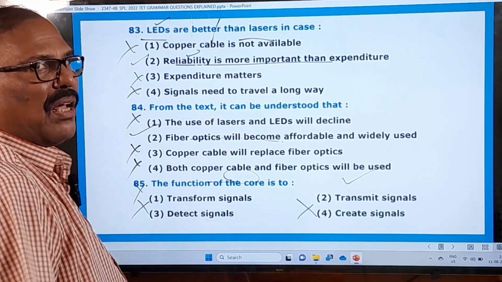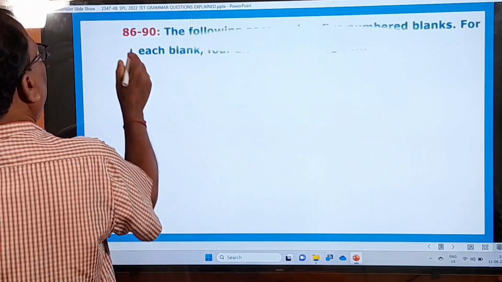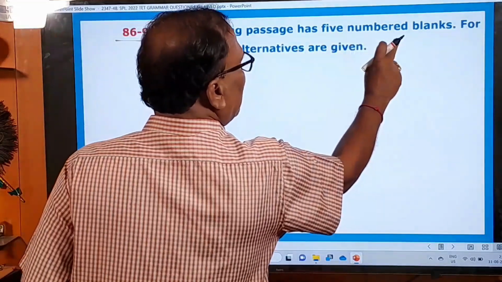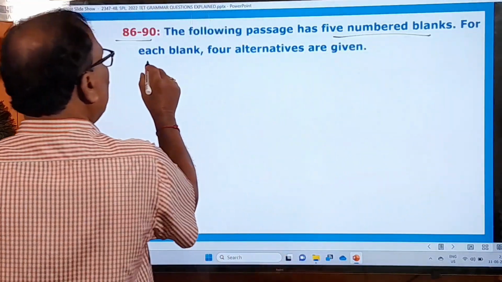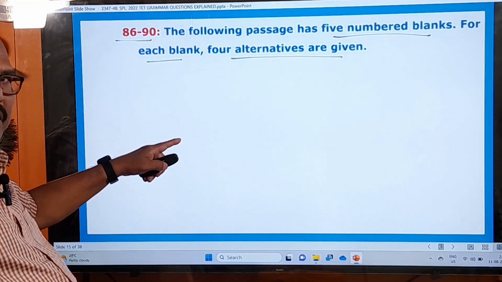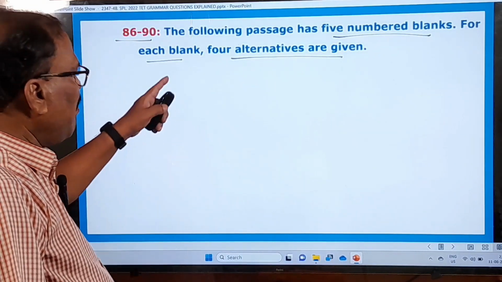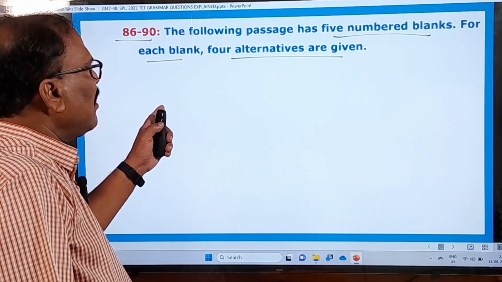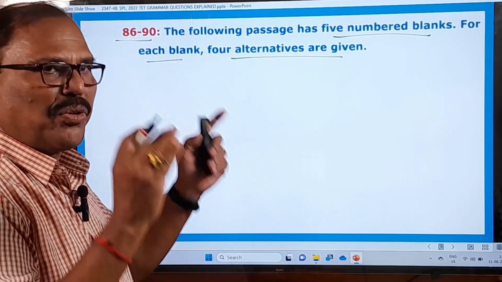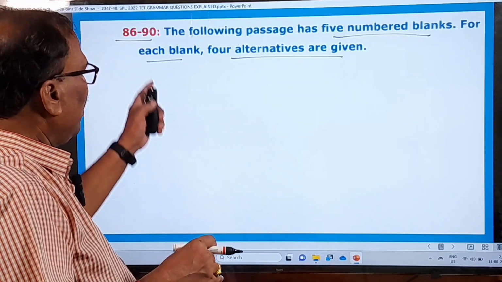Now let's go to the last 5 questions, 86 to 90. Again, 5 questions are given. The following passage has 5 numbered blanks. For each blank, 4 alternatives are given. So he has given you a passage. In that passage, 5 blanks are given, and for each blank 4 alternatives are mentioned. You have to choose the most accurate or relevant option for the blank.